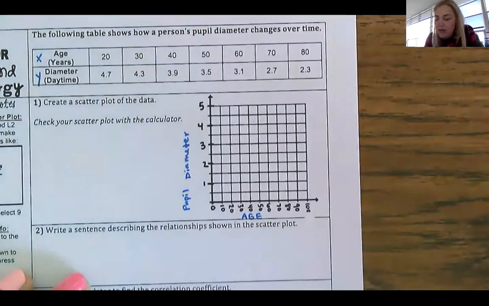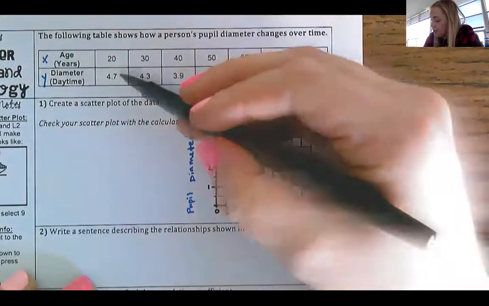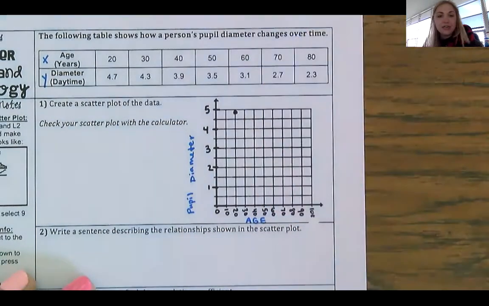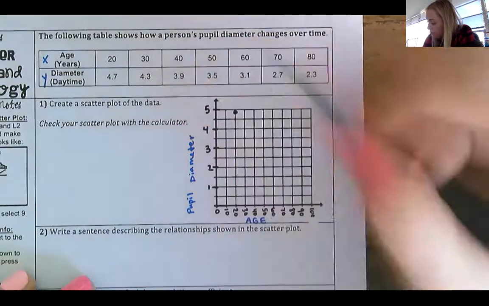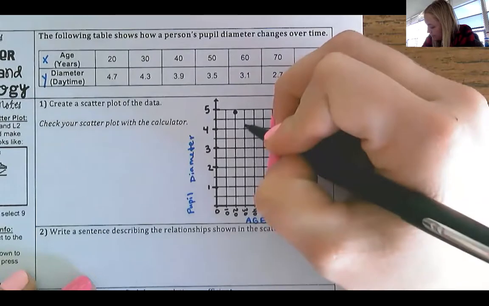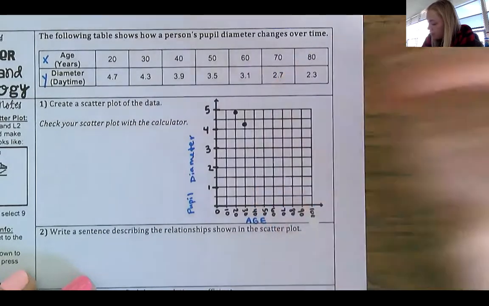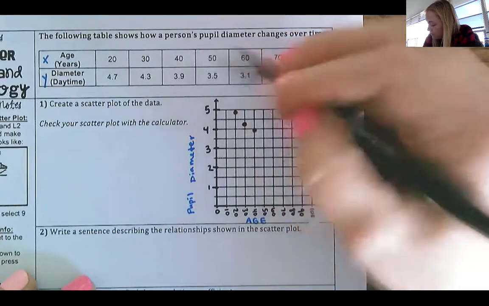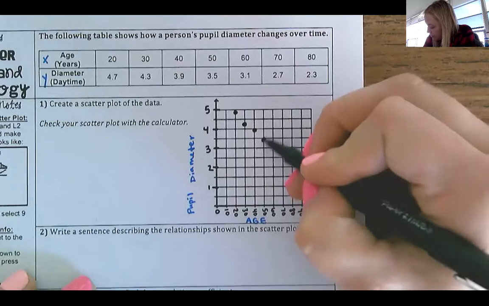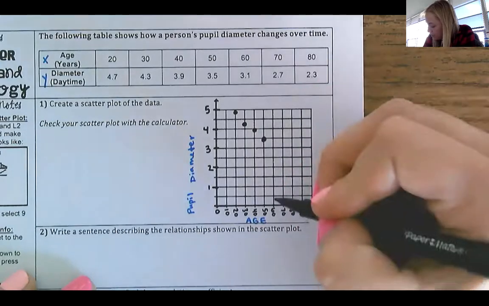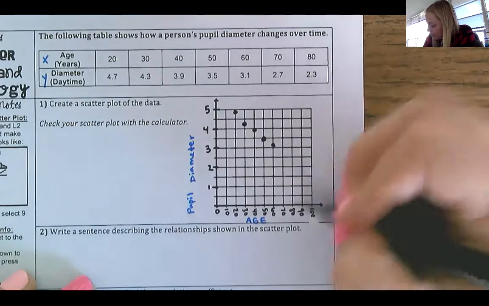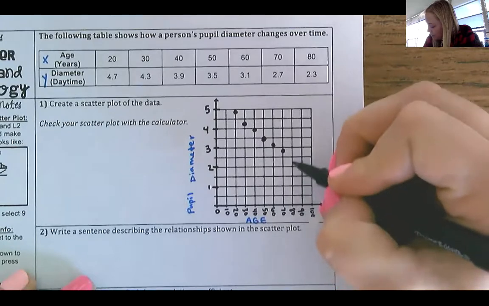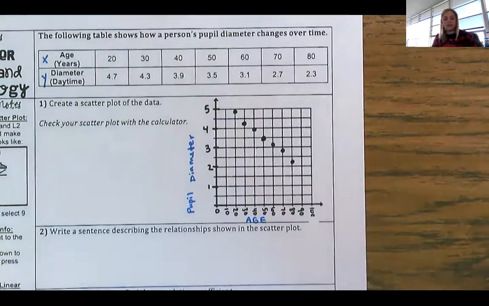Okay, when I try to plot these, I've got a 20-year-old with a pupil diameter of 4.7. So I go to the right 20, go up to 4.7, which is almost to 5, and I draw a dot there. The 30-year-old was 4.3. So I go past 4 up to about 4.3. The 40-year-old was 3.9. The 50-year-old was 3.5. The 60-year-old was 3.1. 70-year-old was 2.7. And the 80-year-old is 2.3. So it looks something like this.